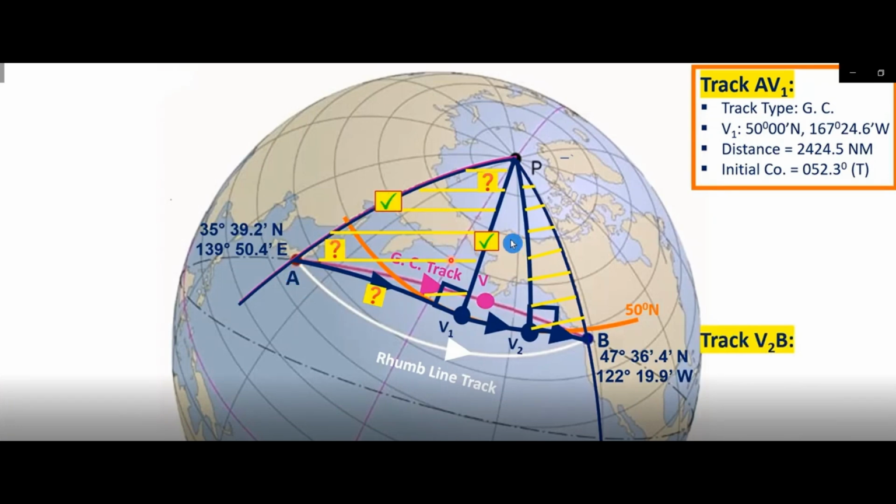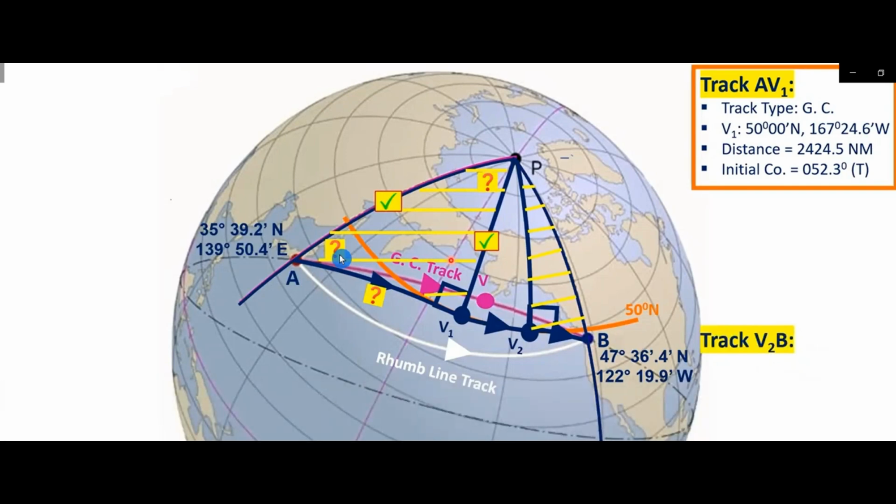With these two, we are going to find distance AV1, angle A, and angle P of this triangle where you see the question mark symbols. So up to here is clear, beta? Any doubt up to here?